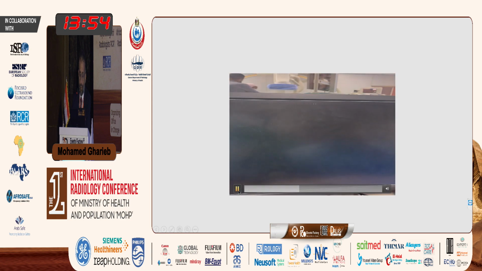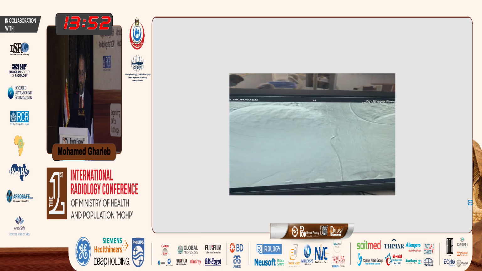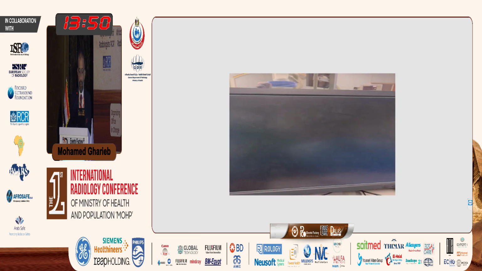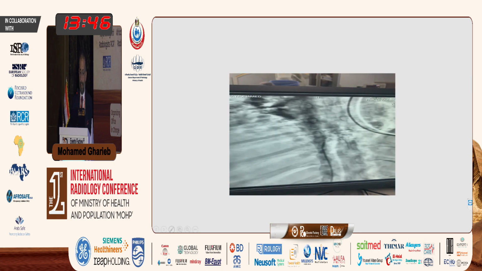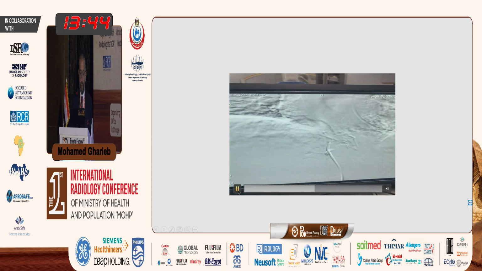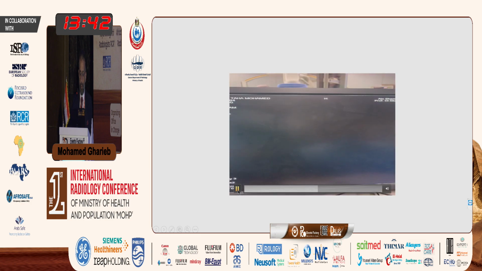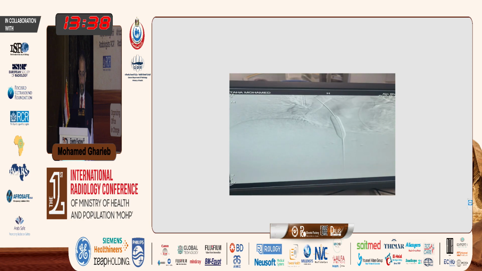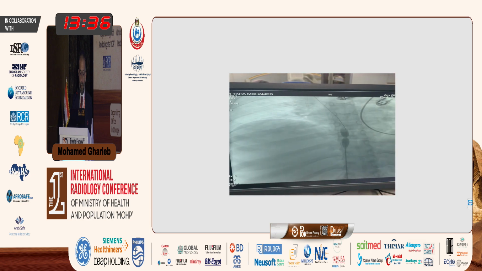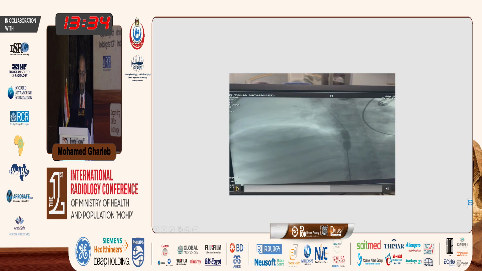The decision of stenting, we can see the collaterals. The decision of stenting in this patient is controversial. Indeed, in Egypt here, we don't have cadaveric transplantation. We only have living donor liver transplantation. So stenting in the IVC, this is the waist of the balloon at the junction.